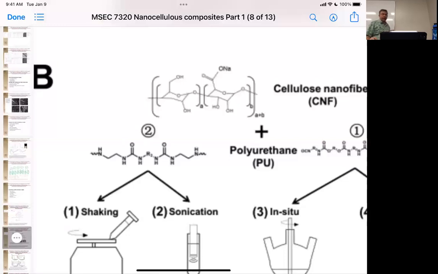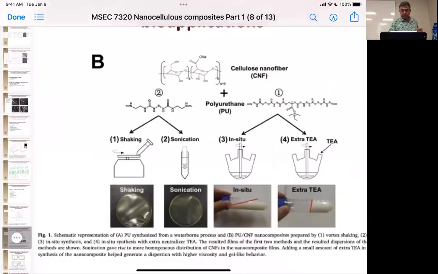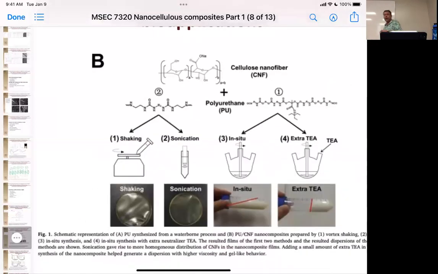Okay, and so they tried a couple different ways to do this. They tried just shaking and sonicating, and they saw that they got compact films. It really wasn't dispersed very well. It didn't make a very good dispersion. We kind of expected that with the shaking, but sonication usually does a pretty good job.